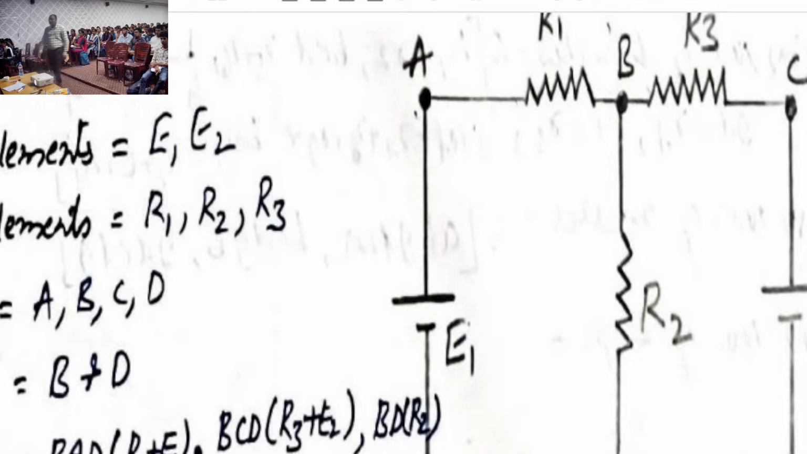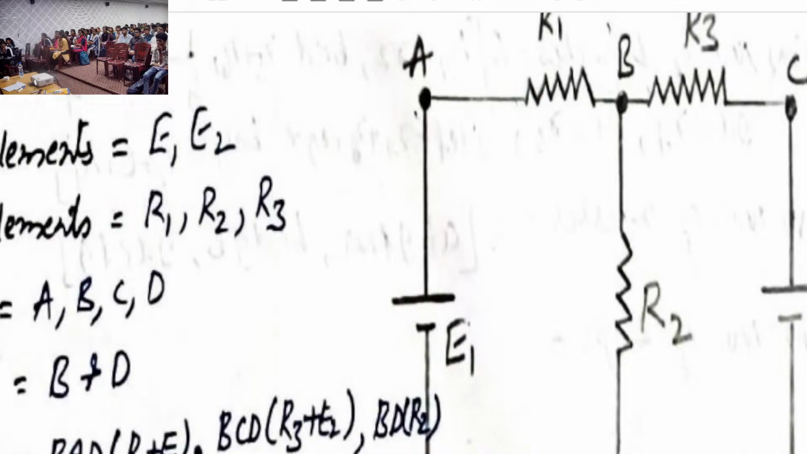Can I join R1 and E1? R1, E1. Can I say A is the node? A minimum of two elements joined at a particular point is called a node. Can I say A is the node?